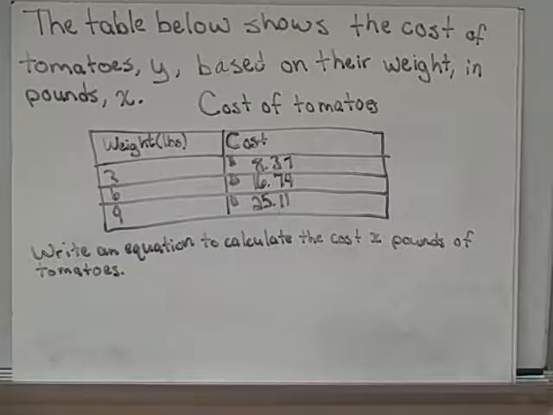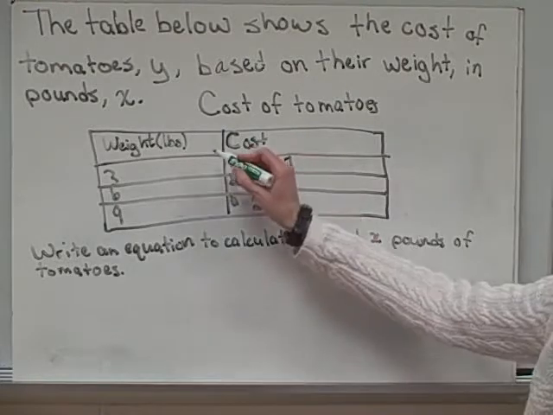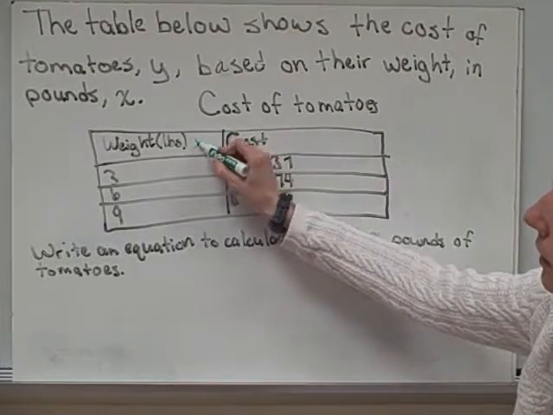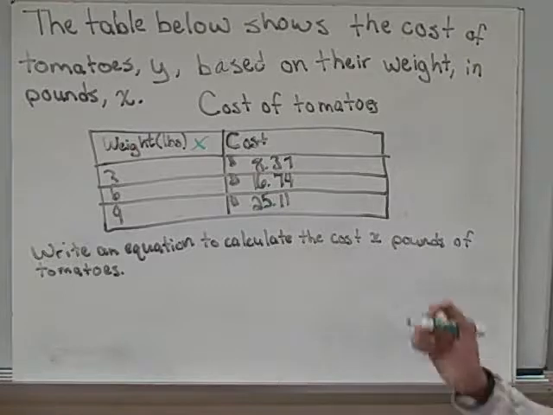First problem says the table below shows the cost of tomatoes, Y, based on their weight in pounds, X. So we have a table. Let's go ahead and label it with X and Y. So the weight is X and the cost of the tomatoes is Y.